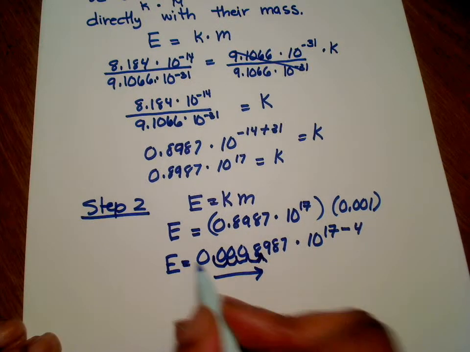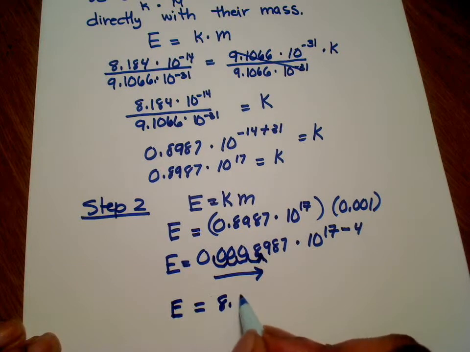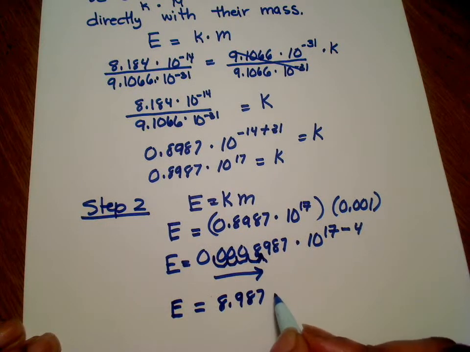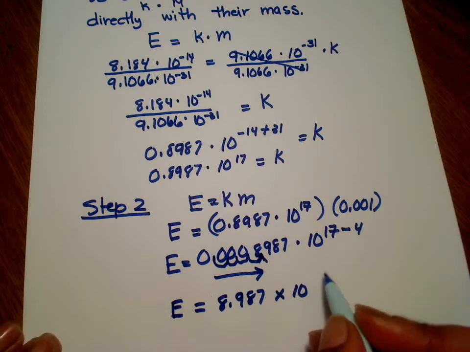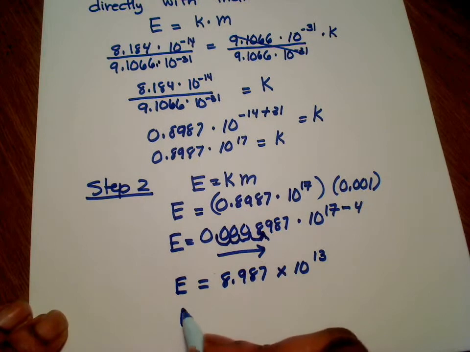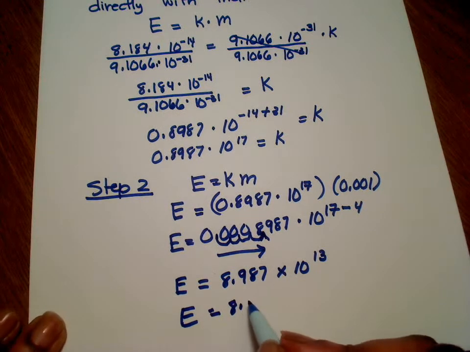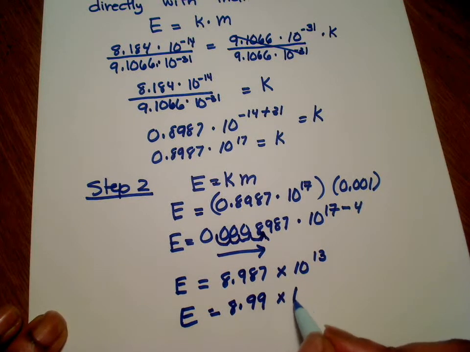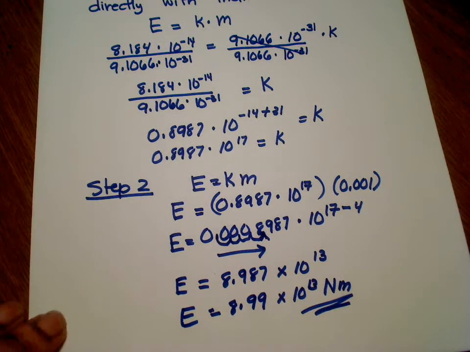So when you do that, you'll end up with E, which is equal to 8.987 times 10 to the 13th power. Or they may have rounded it off so that you end up with 8.99 times 10 to the 13th power. And then this is your final answer.